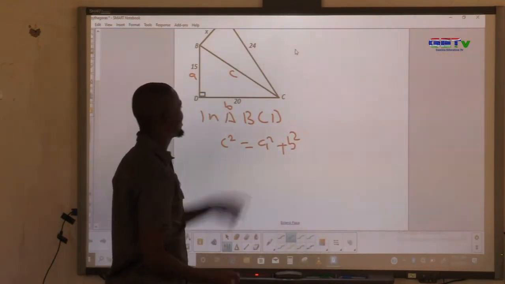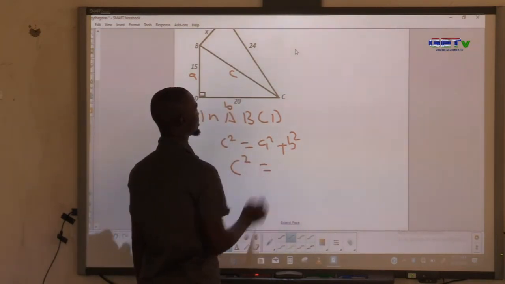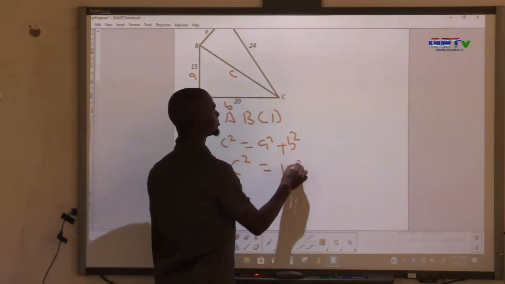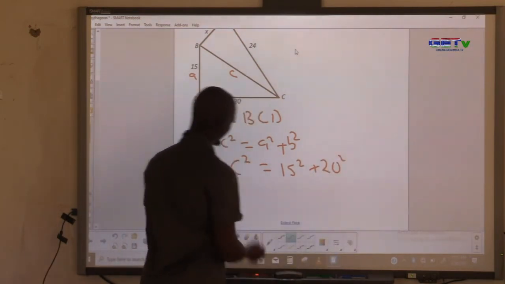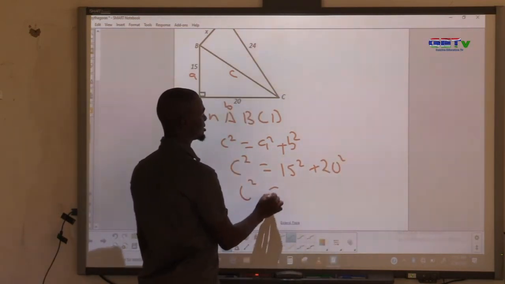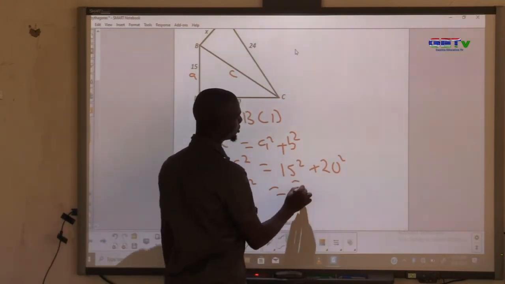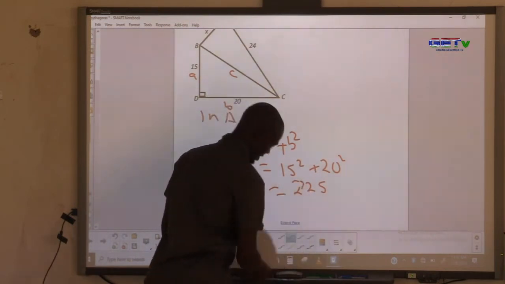C square, we don't know C, so we leave it C square, which is equals to A square, which is 15 square, plus 20 square. C square is equals to, what is 15 square? 15 square is 225.